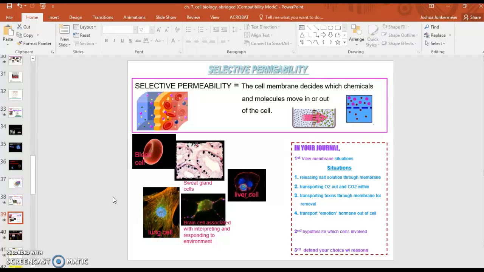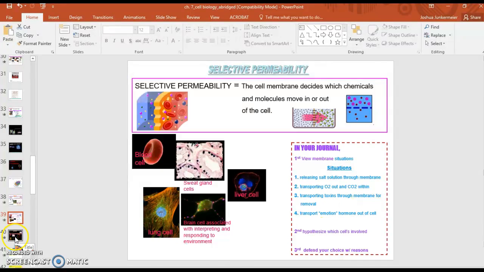So we left off on slide 39 here, selective permeability. Just as a recap, we have blood cells that help to transport oxygen and carbon dioxide in or out of the cells. We had sweat gland cells that helped release salt solution through a membrane. We had liver cells help transport toxins through membrane for removal. We have transport emotion hormones, that's brain cells. So brain cells were involved in the emotions of the body and producing hormones that affect our emotions.